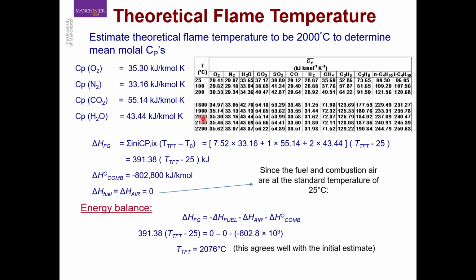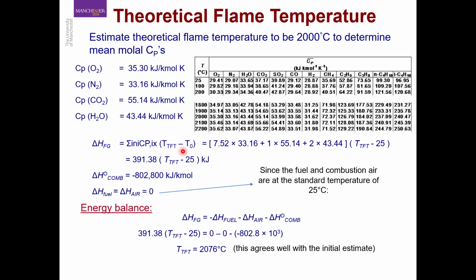So for the case of let's say oxygen, at 2000 degrees centigrade we have 35.30. For nitrogen we have 33.16, and similarly for CO2 and water. Okay, and then we calculate the enthalpy of the flue gas given by this equation, that is the sum of the flow rate of different components times their CP times the temperature difference. Okay, and here we are taking a temperature difference from the flame temperature minus the ambient temperature, because the flue gas is going to go to the ambient.